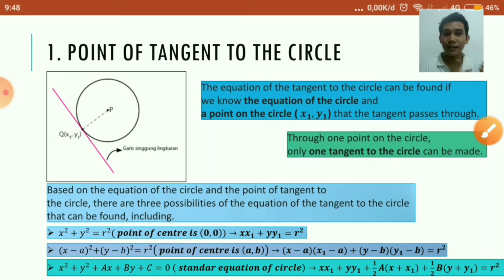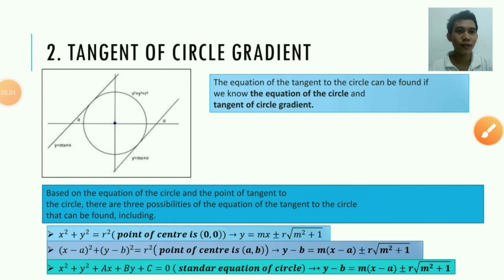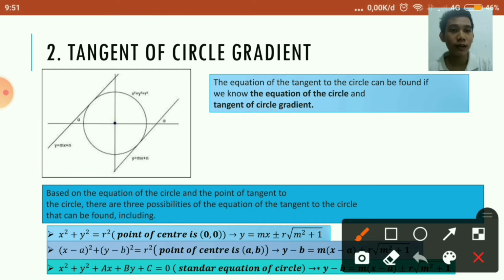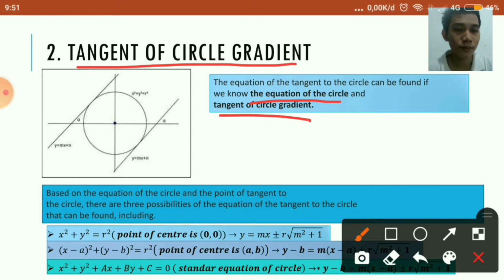Okay, next, we can find the equation of tangent to the circles from the tangent of circles gradient, or in Indonesian, gradien garis singgung lingkaran. The equation of the tangent to the circle can be found if we know the equation of the circle and the tangent of the circle's gradient. We know the line.